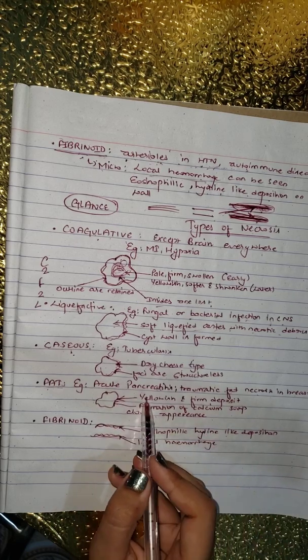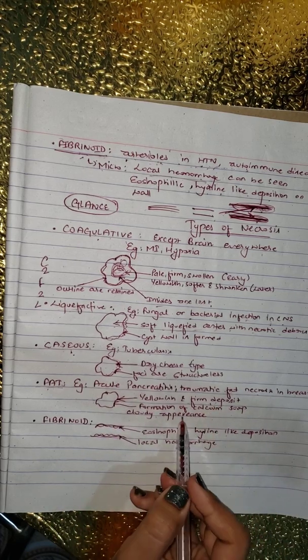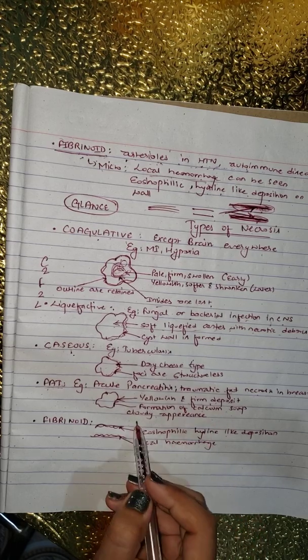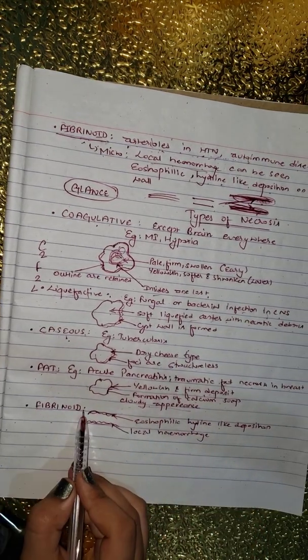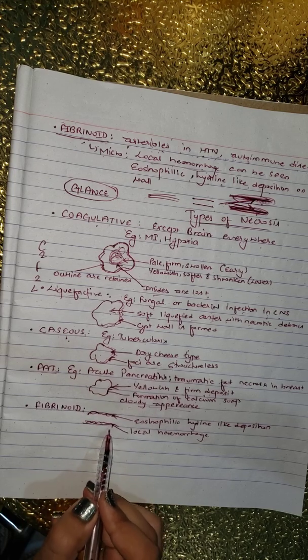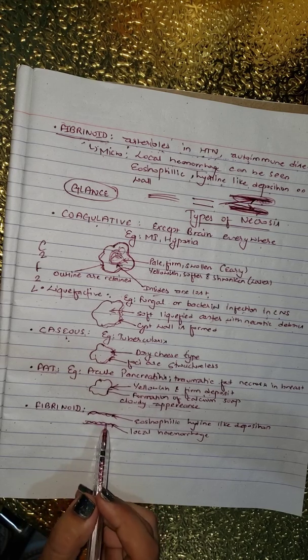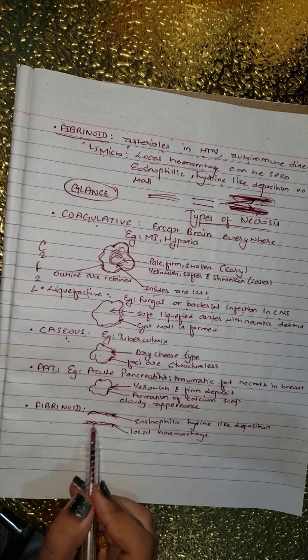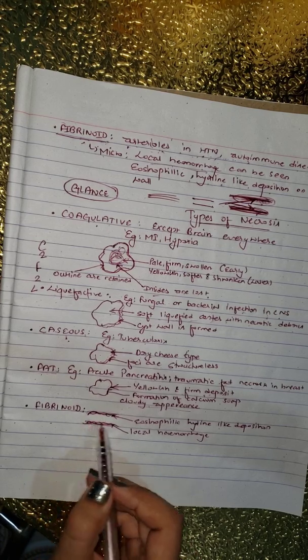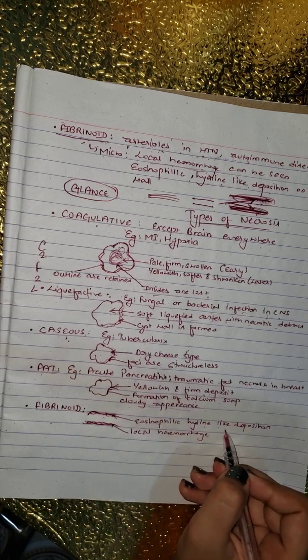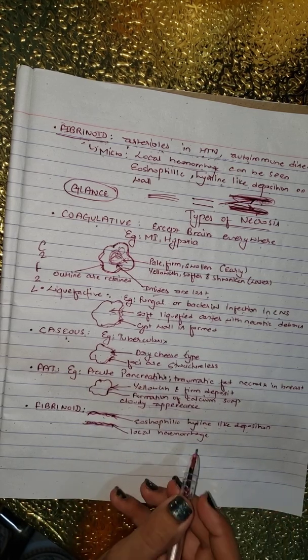So yellowish, firm deposits can be seen, formation of calcium soap can be seen, and a cloudy appearance can be seen microscopically. Fibrinoid: any arterioles in hypertension or any autoimmune disease. In the vessel wall, eosinophilic hyaline-like deposition can be seen, and local hemorrhage can be seen.